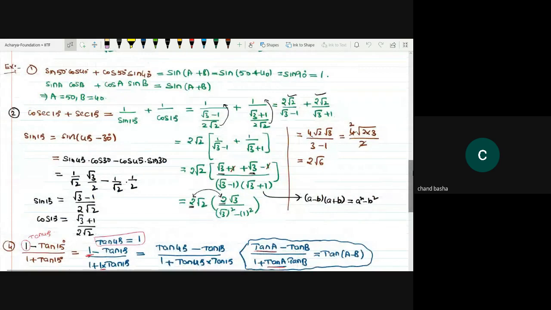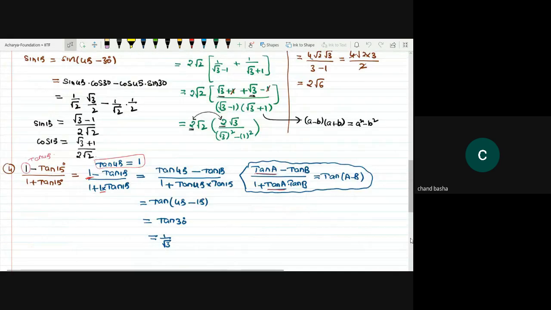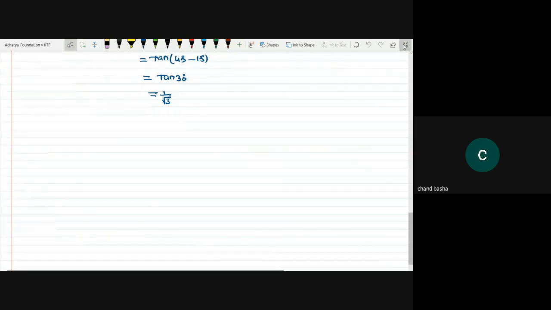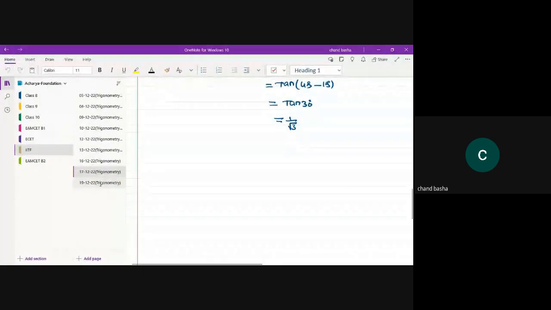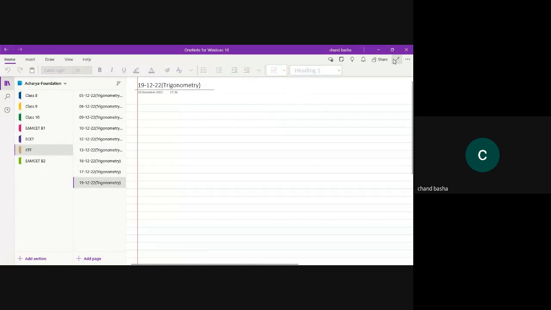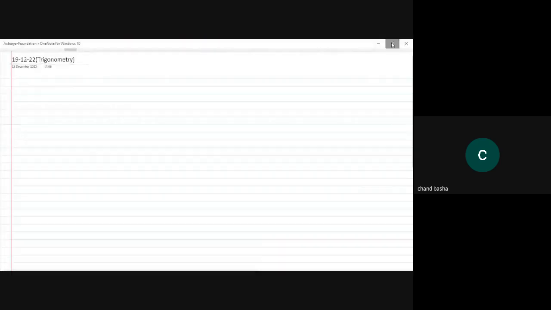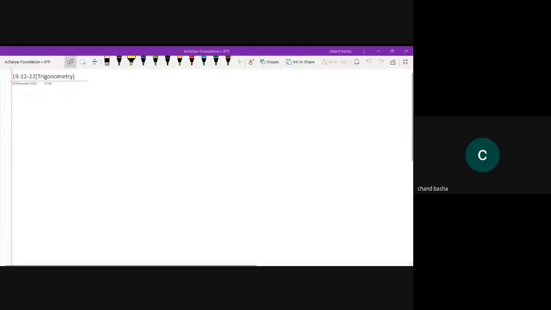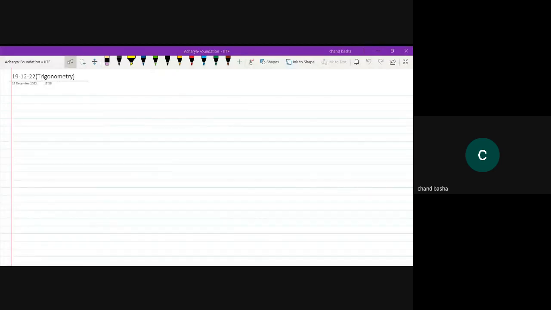And some solved examples we have discussed. Clear? We'll continue the same topic by taking different examples today. Let's discuss questions from the same topic. There is sine of a plus b, sine of a minus b, cos of a plus b, cos of a minus b, tan of a plus b, tan of a minus b.